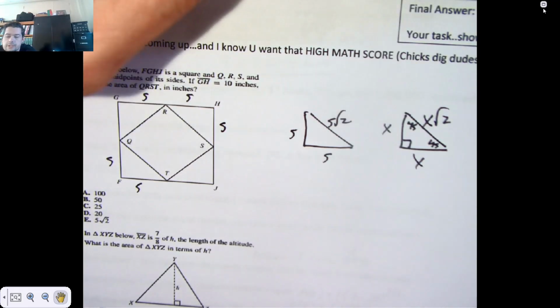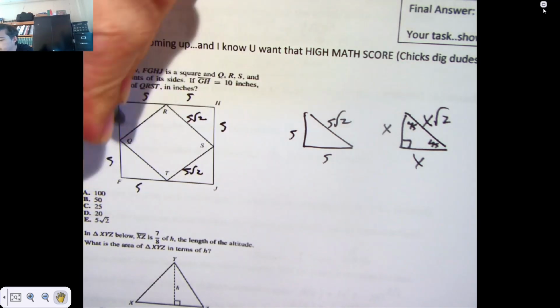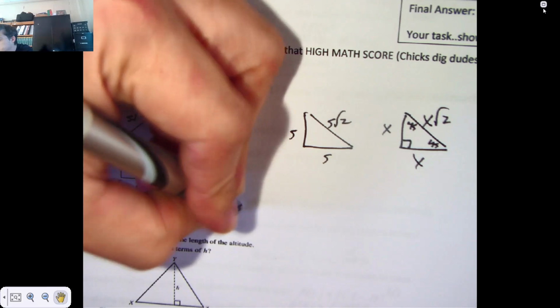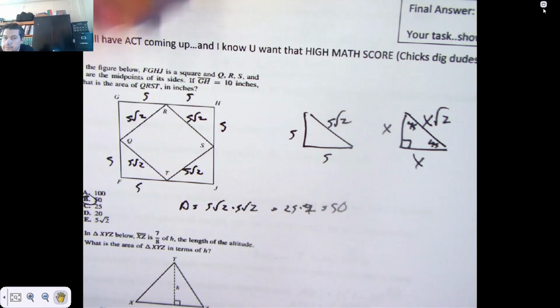I've asked you to memorize this. I don't know if you have or not. X root 2. It's the 45-45-90 theorem. Hypotenuse has to be 5 root 2. You don't have to sit there and do the Pythagorean theorem. That's slow. So each side length of my square or rhombus, whatever it is, it doesn't really matter, is 5 root 2. Plain and simple. The area is going to be 5 root 2 times 5 root 2, which is going to give you 25 times a 4, times a 2, which is 50. 50 is the answer.